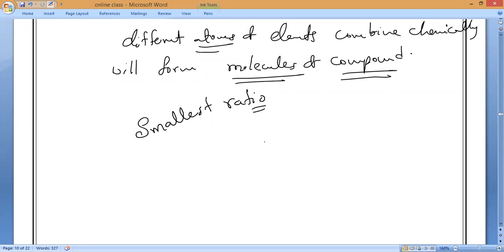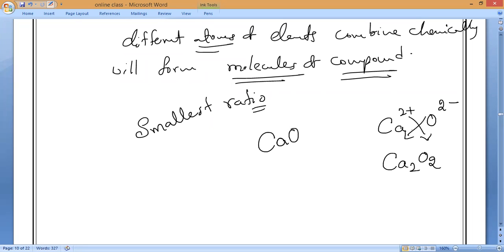For example, you will take calcium oxide. Basically, it will form Ca2+ and O2-. So the formula will come Ca2O2, like this, if you learn the crisscross method. I think you already learned it in school, but once again I'm saying. So all of you remember, basically Ca2O2 will come, calcium oxide.